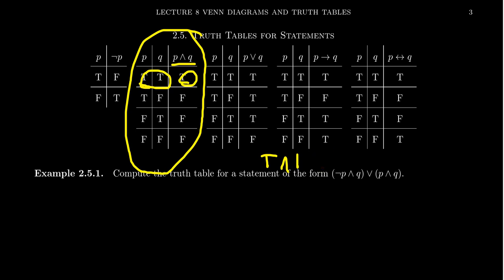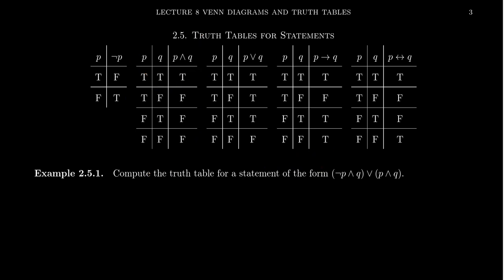If you have any falses in an AND statement, it makes it false. So when P and Q are true, so is AND. If Q is false, AND is false. If P is false, AND is false. If they're both false, then AND is false.